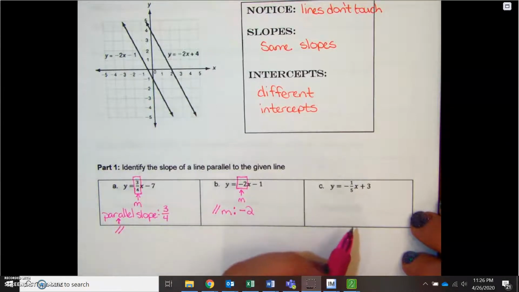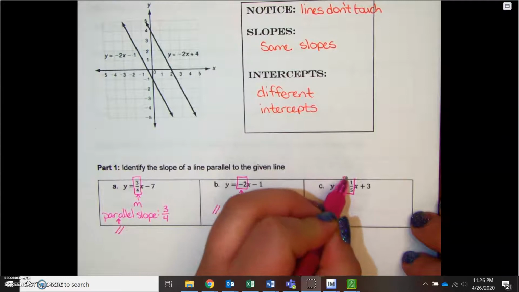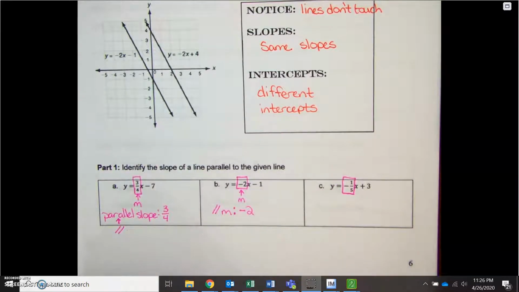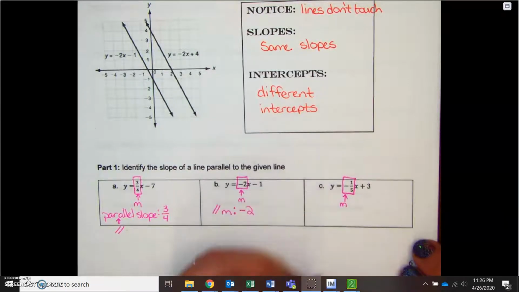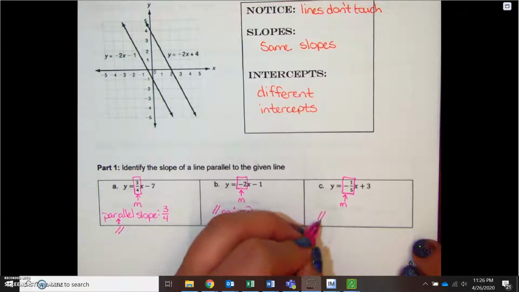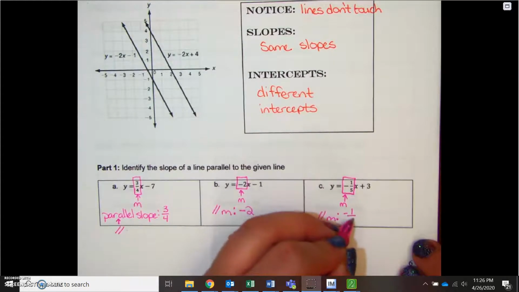Let's do one more with parallel and we'll move on to see what perpendicular looks like. It's in slope-intercept form, so that number in front of the x tells me it's the slope. That's my original slope. So my parallel slope should be the same exact number.